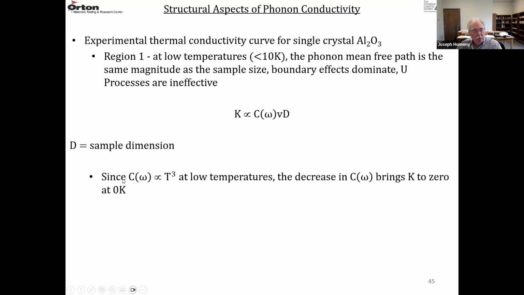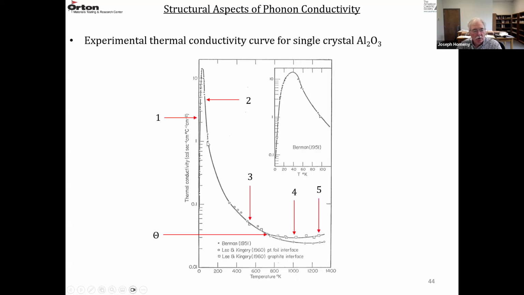So at very low temperatures, the heat capacity is proportional to T cubed. As the temperature decreases, the heat capacity falls off. So the heat capacity falls to 0 at 0 degrees K. Because the heat capacity falls off, the conductivity at these low temperatures falls off to 0 at 0 degrees K.